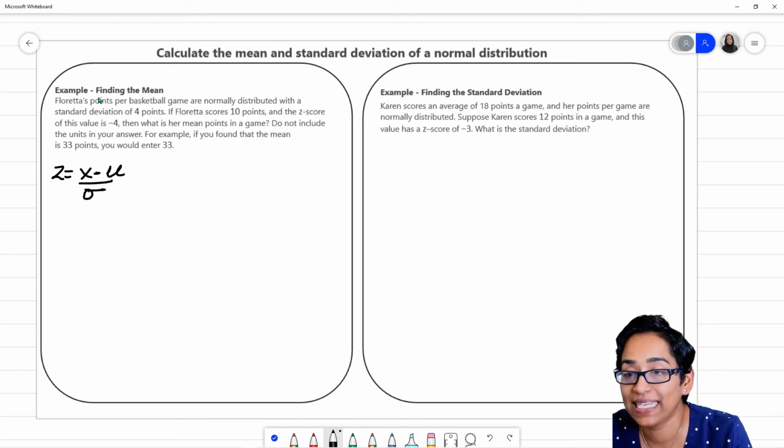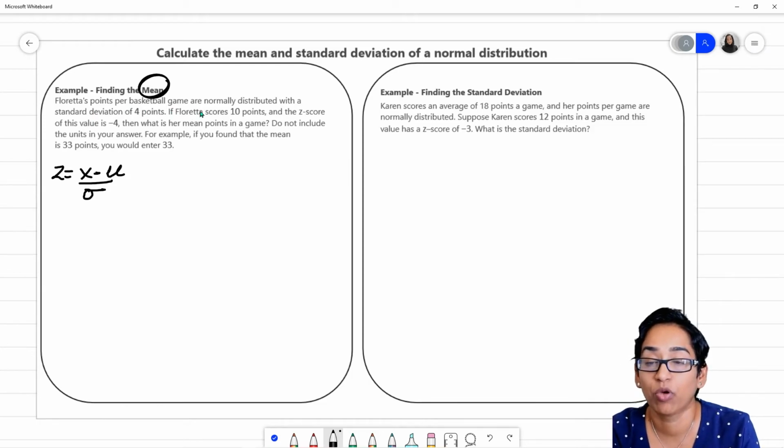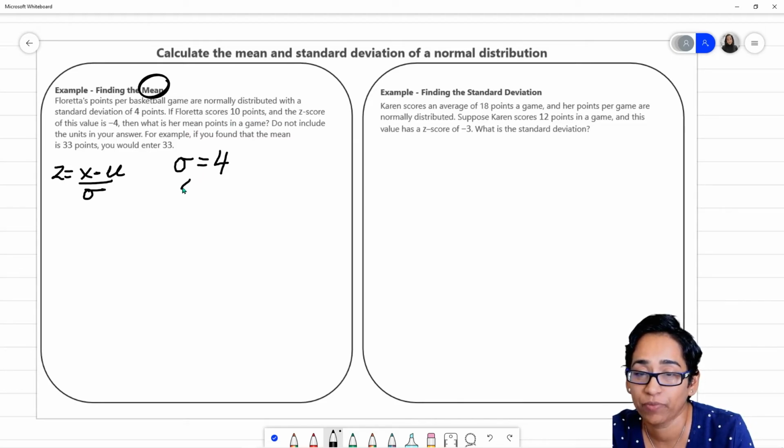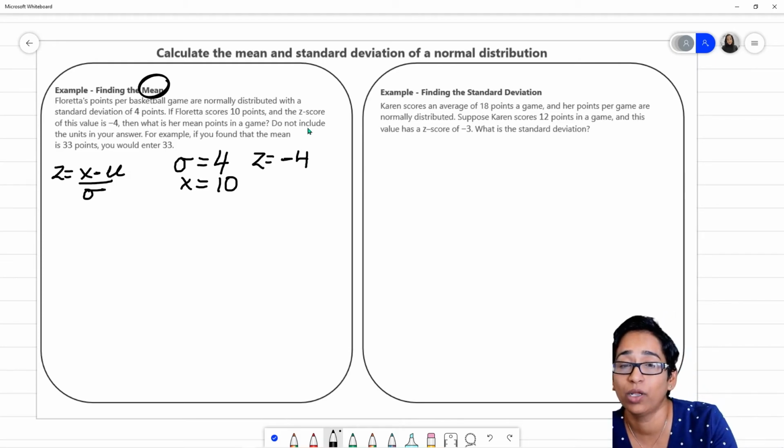Let's go ahead and read the example. They're asking us to find the mean. Floretta's points per basketball game are normally distributed with a standard deviation. So as soon as they say something, I'm going to write it down. Standard deviation is 4. And Floretta scores 10 points, okay? So the x value is 10. And the z-score of this value is negative 4. Ooh, just by looking at the z-score, which is negative 4, I know Floretta scored way below.